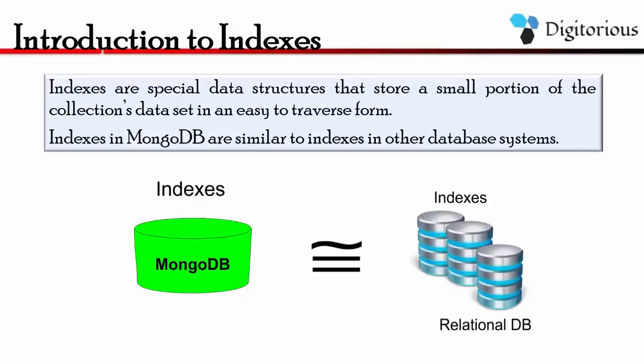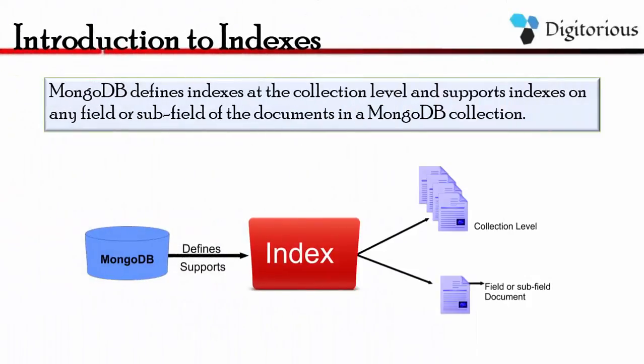MongoDB defines indexes at the collection level and supports indexes on any field or subfield of the documents in a MongoDB collection. MongoDB also supports secondary indexes, and you can create indexes on fields embedded in subdocuments. For example, we have a collection which has an employee document and it has a subdocument, say department. MongoDB also supports indexes on the subdocument's field, say the department ID field.